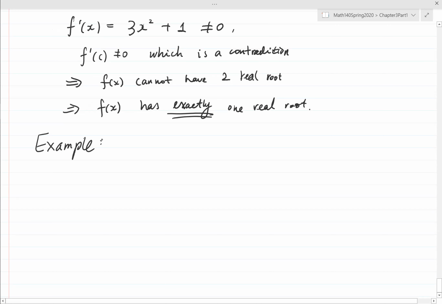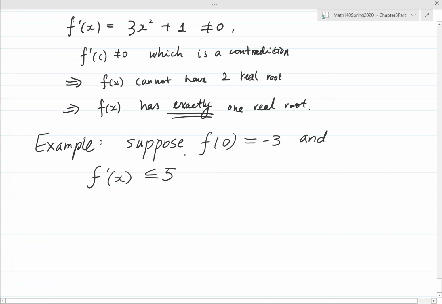We do this example. Suppose we have a good control about the derivative. Suppose f(0) is -3 and f derivative is bounded from above by 5 for all x. The question is how large can the function value f(2) possibly be?